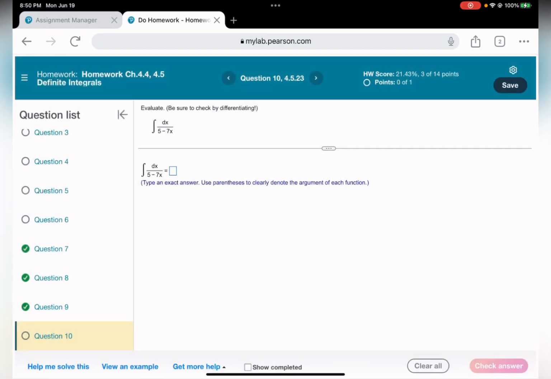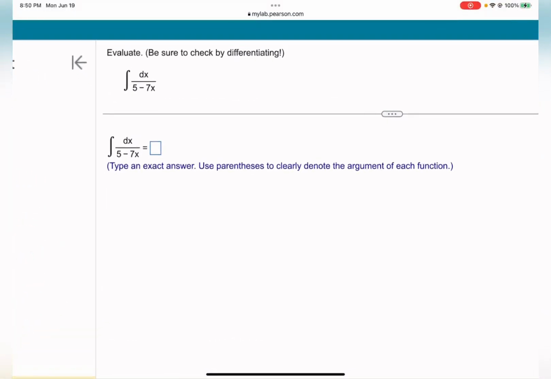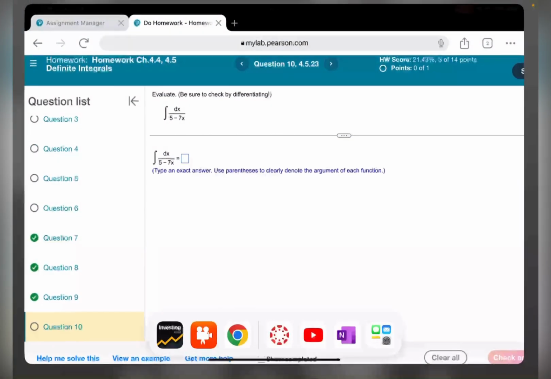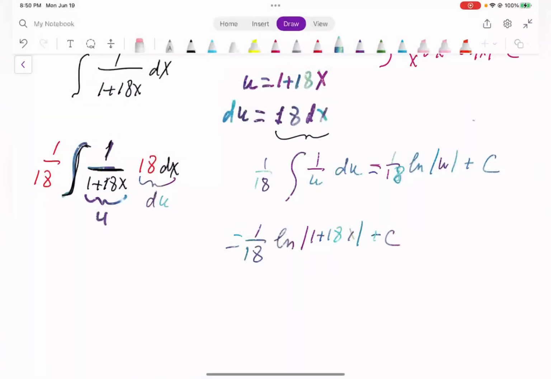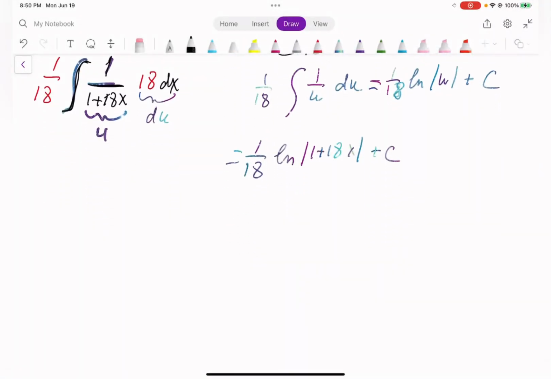Nice work. All right, so now we are moving to question number 10. This is also a very similar one, not a problem at all. So let's see how we're gonna solve this one also. 5 minus 7x, okay. Integral 1 over 5 minus 7x dx.